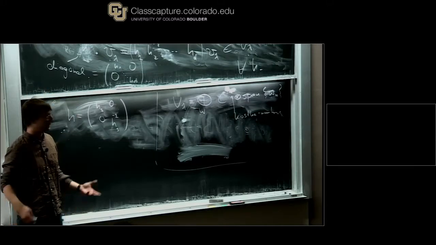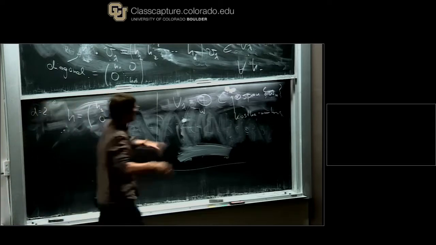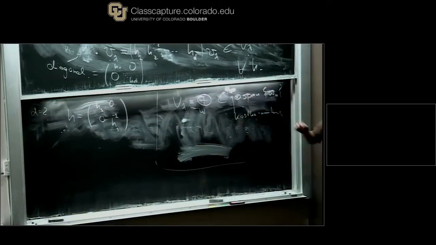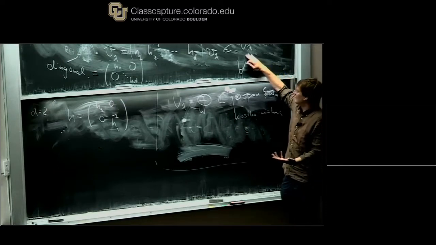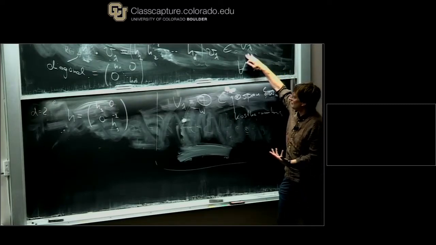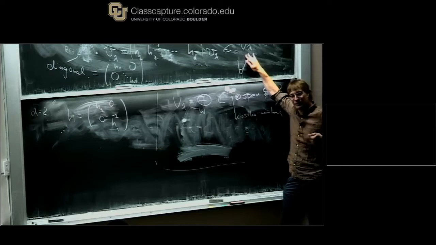I don't want to go much more into it. There are no others. V lambda now contains, well, I can label this representation with lambda, and I can't make it more precise, I think.